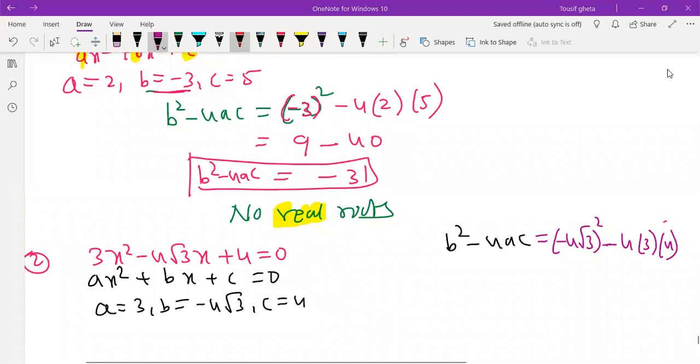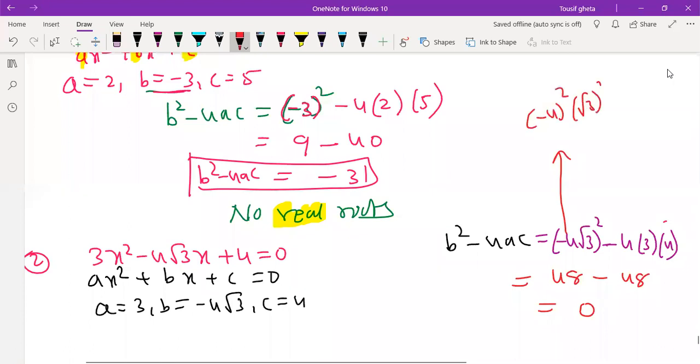Minus 4 square will get 16. 16 into 3 will get 48. This is also 48. Will get 0. Now some people might be asking how you got 48. For them, minus 4 square into root 3 square. 4 square will get 16 and the root will get cancelled, 16 into 3. That is the reason we get 48 minus 48.